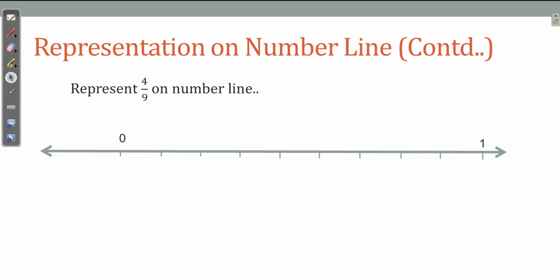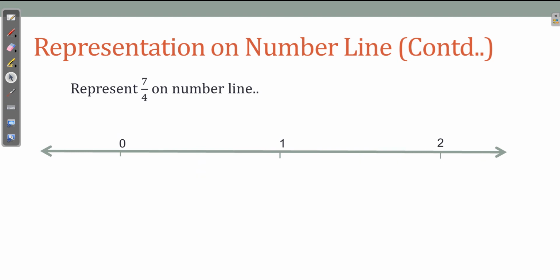After that, the marking would be 1 by 9 because that is the first of the 9 parts. And the next one would be 2 by 9, 3 by 9 and so on. When it comes to the point 1, the point we already know, that would be 9 by 9, wherein both the numerator and denominator have the same value. After that, 4 by 9 you can directly see from this marking, meaning we are considering 4 units out of the 9 units that we have divided. In this way, we can represent any rational number on a number line.